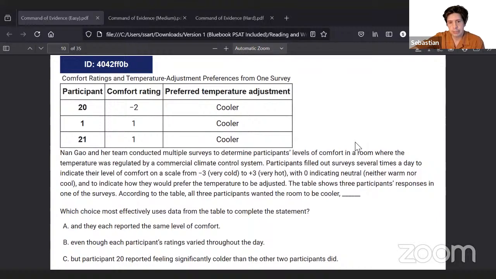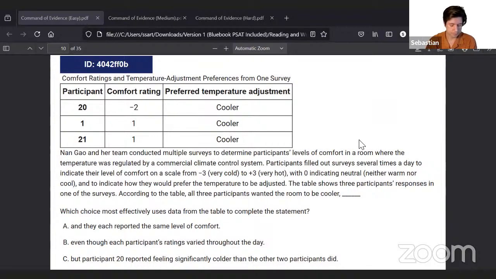Nan Gao and her team conducted multiple surveys to determine participants' level of comfort in a room where the temperature was regulated by a commercial climate control system. Participants filled out surveys several times a day to indicate their level of comfort on a scale from -3, very cold, to +3, very hot, with 0 indicating neutral, neither warm nor cold, and to indicate how they would prefer the temperature to be adjusted. The table shows 3 participants' responses in one of the surveys. According to the table, all 3 participants wanted their room to be cooler. Which choice uses data from the table to complete the statement?